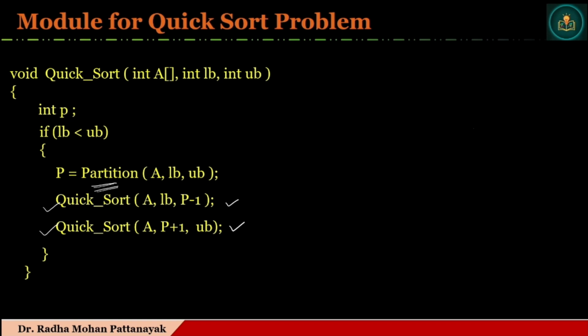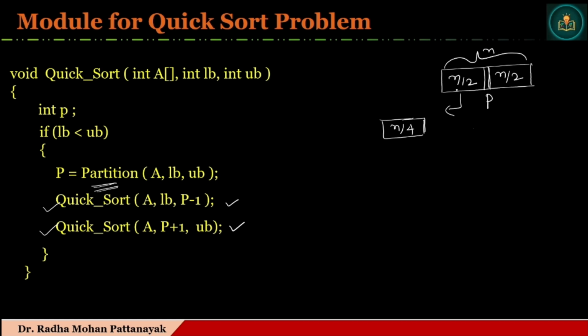Now let us assume one case where the whole array has been divided into two equal parts by taking the pivot at exactly the mid location. If the total number of elements is n, then on the left side of the pivot n by 2 elements will be there. On the right side of the pivot also n by 2 elements will be there. Then further it will divide these two substructures into n by 4 elements. Why n by 4? Because previously each substructure contained n by 2 elements.